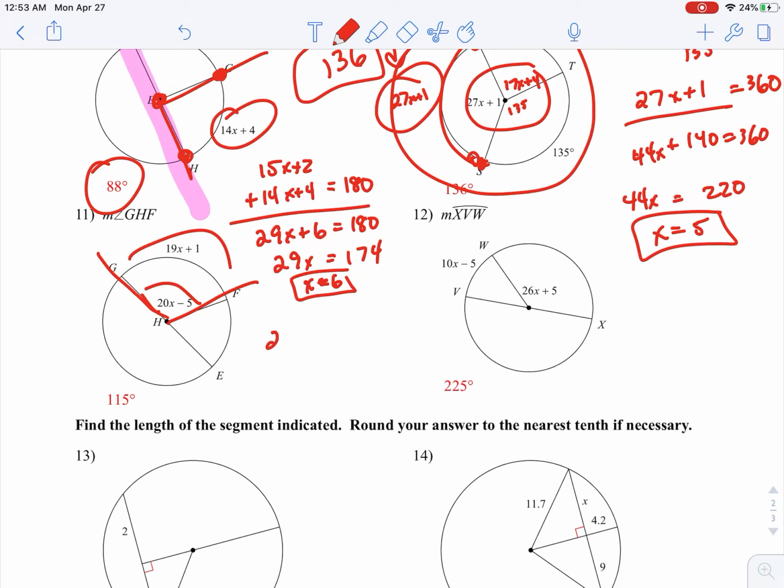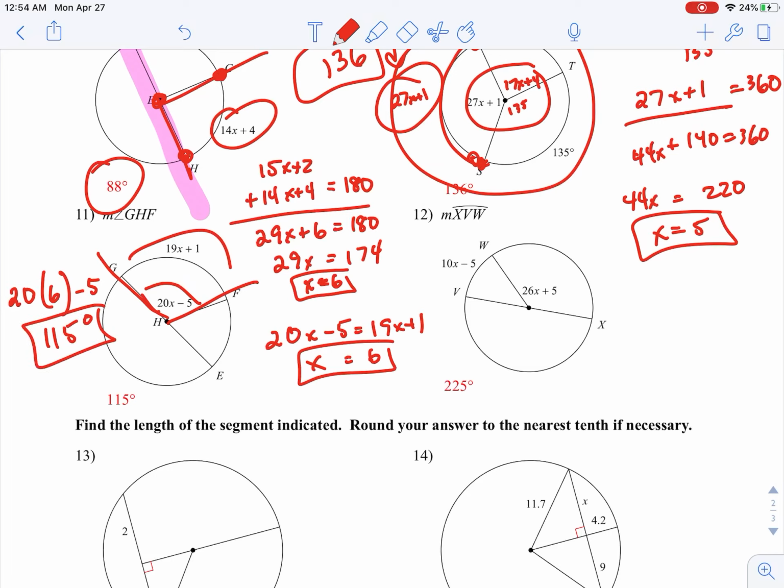All right, now this is the easiest kind, where you have an angle and an arc that go together. So you just set them equal. This is the easy kind. Okay, I promise. X equals 6. And they want to know the angle, so you just plug it in. So 20 times 6 minus 5. So 120 minus 5, 115.